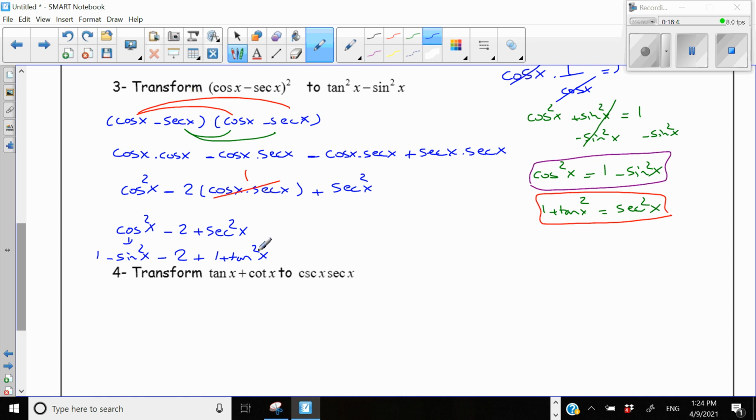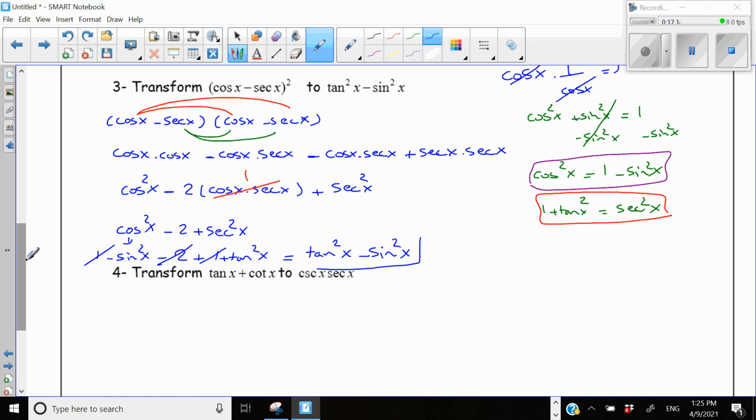Now we can simplify. Let's see, what do we have here? We have one, another one here, which will be 2, and a negative 2 here. So they can all cancel each other. Now what do we have? We have tangent squared minus sine squared. That's exactly what we were looking for. Tangent squared minus sine squared of x. So this is how we can reach from this side to this one.